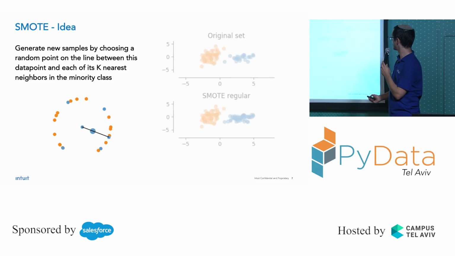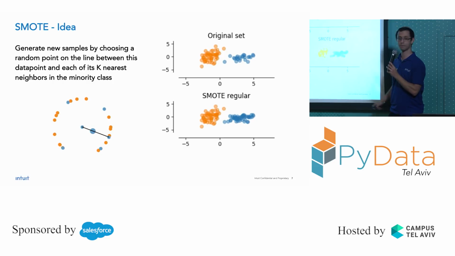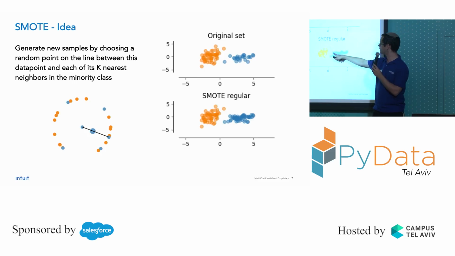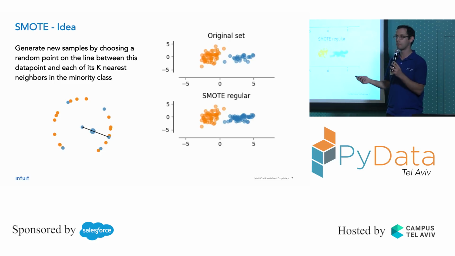So here we have an example of this in action. At the top, we have the original data set, and the blue class is the minority class. Over here, we have it being implemented. And as you can see, all these blue points are in what's usually a white space in the original data set. So we've created these synthetic data points, which don't really exist, but it's good for training a model.